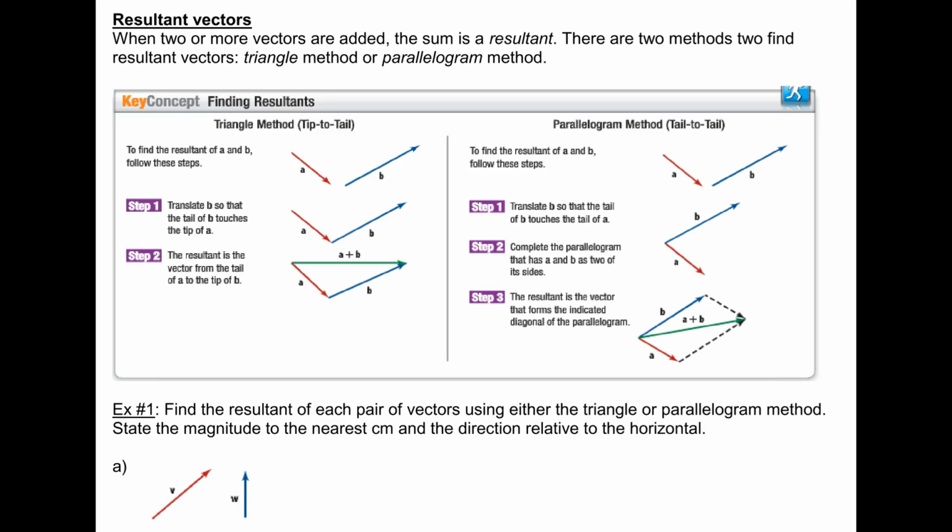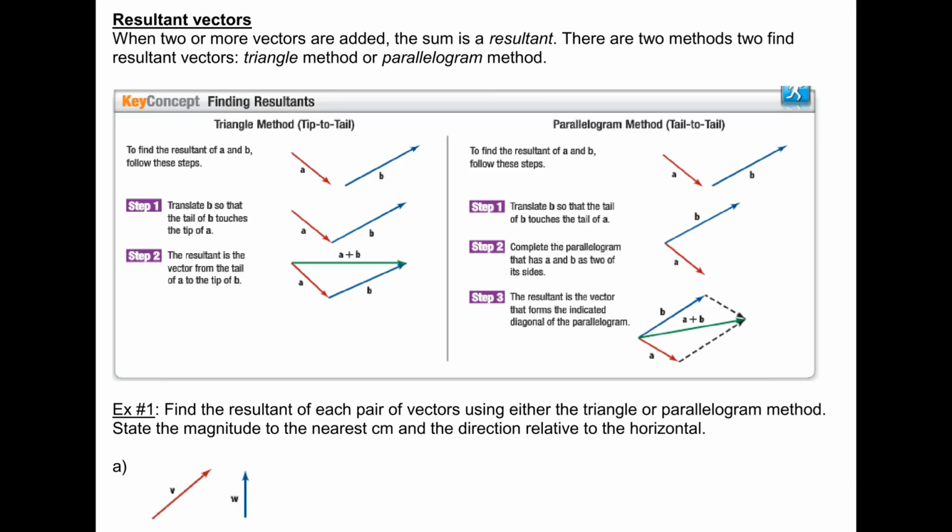Resultant vectors. When two or more vectors are added, the sum is a resultant. So you add two things, what's the result? Aha, it's the resultant. Add two vectors, the answer will be the resultant. There are two methods to find resultant vectors, triangle method or parallelogram.